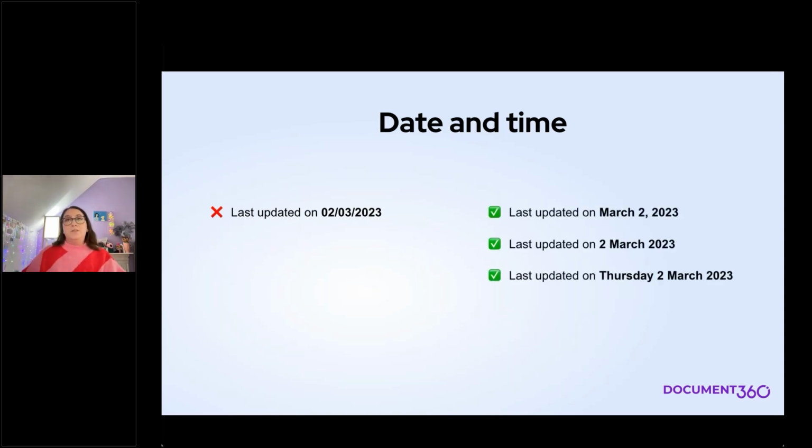So I'm going to show some examples of how you could write the date if you have to write it in your documentation in a much clearer way, so that no one walks away thinking, are we talking about the 3rd of February or are we talking about the 2nd of March?